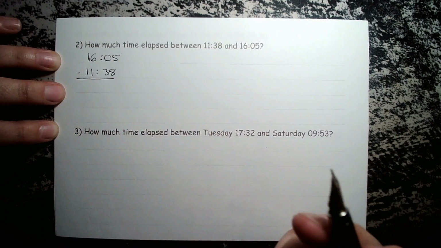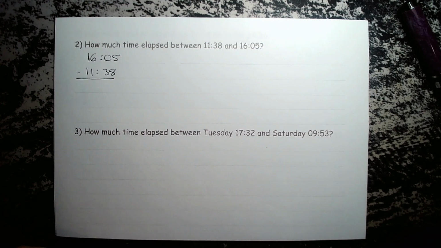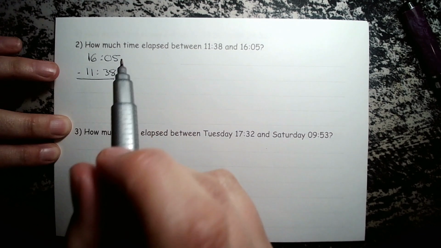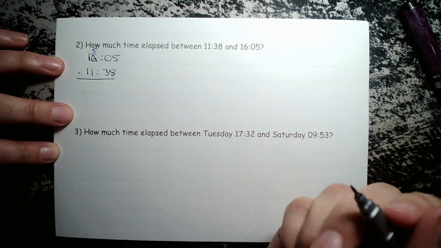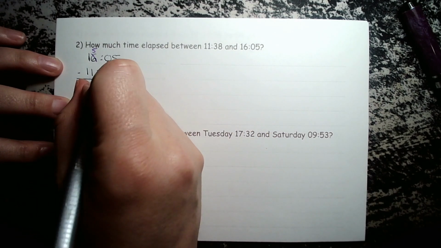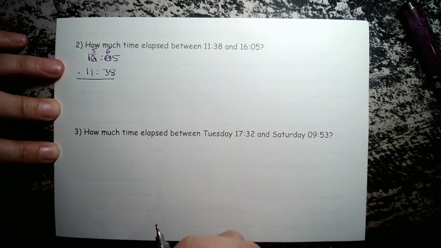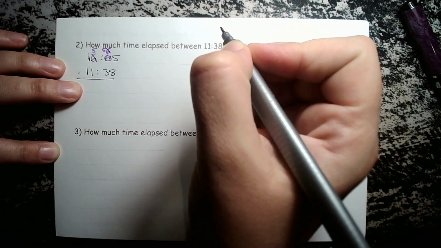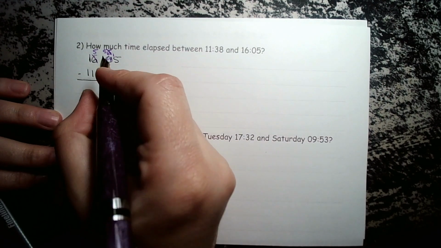5 minus 38. We already know that we won't be able to do that. So we need to go and borrow. We are going to borrow across this. So if we borrow 1 hour, that leaves us 15 hours. But 1 hour is 60 minutes. So 5 minutes plus 60 minutes gives us 65 minutes. 5 minus 8, we cannot. We borrow there, leaves us with 50 there, 10 there. 15 minus 8 leaves us 7.